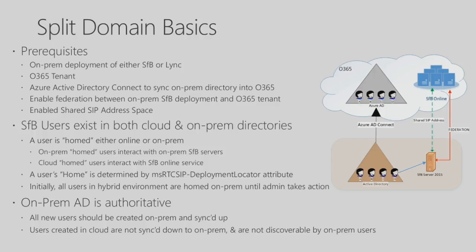A couple key points I want to make on this slide is that once you've done this, your users exist in both directories. They're on-prem, and they're also in the cloud. But a given user is only going to interact with either the service online or the service on-prem. So we talk about a user's home. A user can either be homed in the cloud or homed on-prem. And of course, when you first set this up, all of your users came from on-prem. They're going to be homed on-prem. And the notion of a user's home is indicated by the attribute in AD called msRTCSIP-DeploymentLocator.